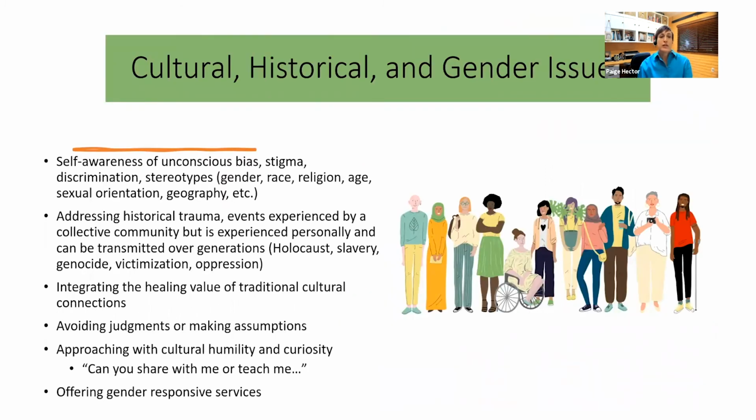The last one is cultural, historical, and gender issues. So this is self-awareness of unconscious bias, stigma, racism, discrimination, and stereotypes, so that we become more aware. And I'm seeing more and more organizations and communities with diversity, equity, and inclusion work groups and policies, so that we no longer ignore the historical trauma, the events experienced by the collective community, but experienced personally too, like I mentioned before, the Holocaust, slavery, genocide, victimization, and oppression.